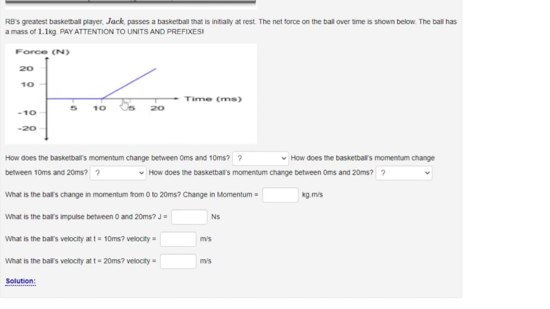So if we look at our questions below, how does the basketball's momentum change between 0 and 10 seconds? So 0 to 10 seconds, it's on the x-axis, which means that there's no area under that curve, which means that there is no change, so this is going to be constant. How does the basketball's momentum change between 10 and 20? So 10 to 20, there's a positive area under the curve. So because it's positive, it's going to have a positive change, which means it's going to increase.